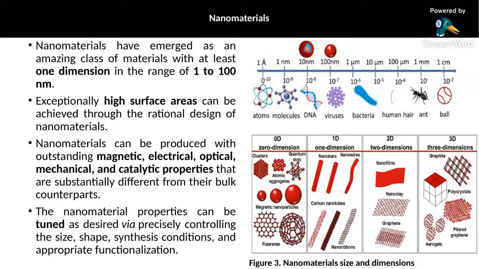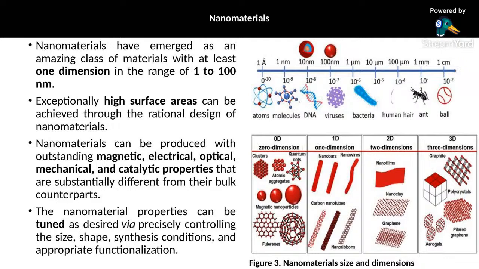What are nanomaterials? Nanomaterials have emerged as an amazing class of material with at least one dimension in the range of 1 to 100 nanometers. As you see in the figure, molecules are around 10 to the power minus 1 nanometer, then DNA is 10 nanometers, a virus is 100 nanometers, and after that, bacteria is 1 micrometer. These are the sizes of these different molecules or species. What makes nanomaterials different is exceptionally high surface area.